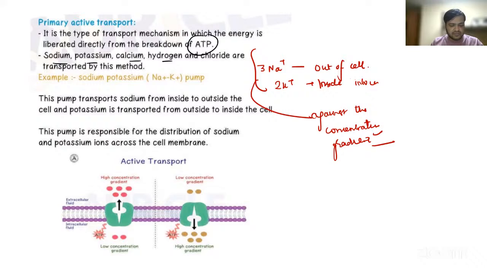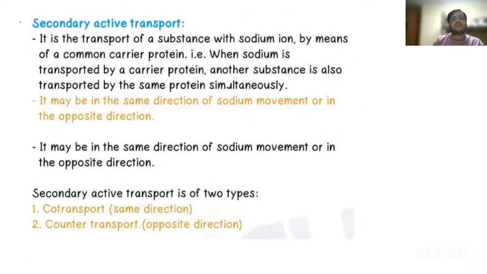So, the other method of active transport is the secondary transport. Basically, it is transport of a substance with sodium ions by means of a carrier protein, right? And remember, guys, it may be in the same direction as the sodium movement or in the opposite direction. So it can be a co-transport or it can be a counter transport, right?